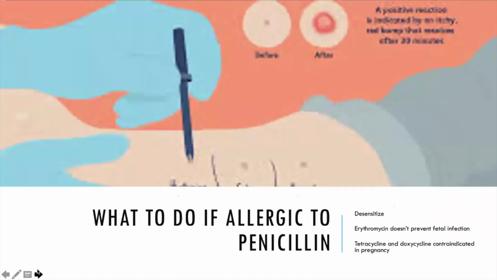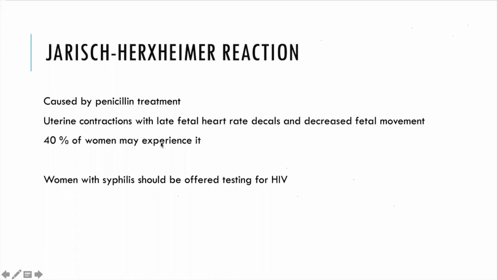Then next, for people who have syphilis, there is this reaction, the Jarisch-Herxheimer reaction, or some people pronounce it Yarisch-Herxheimer reaction. It's caused by penicillin treatment. Usually the patient will present with uterine contractions with late fetal heart rate decelerations and decreased fetal movement. About 40% of women may experience it. Women with syphilis should always be offered testing for HIV. When a patient comes to you with this reaction, you're going to admit her to the labor floor, give hydration, and keep her on the monitor, and you will find that this reaction usually resolves.